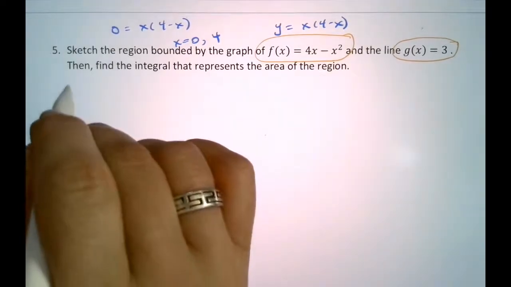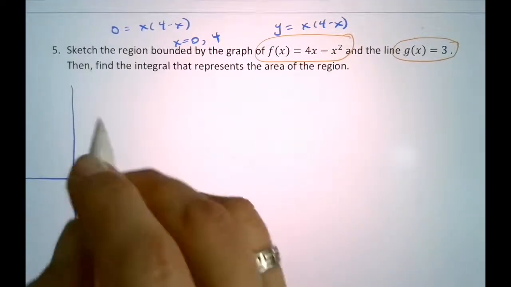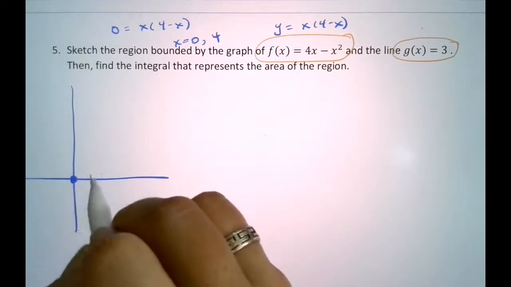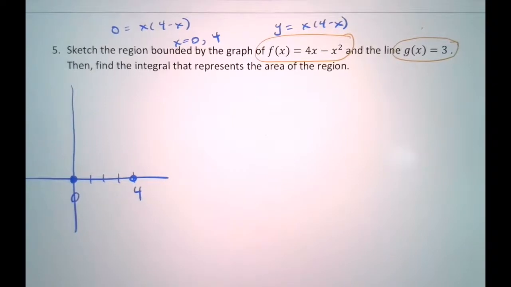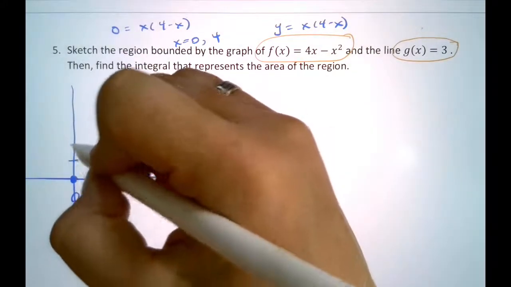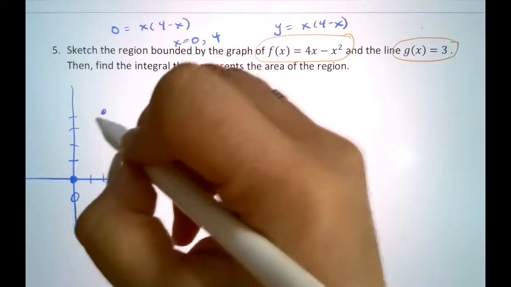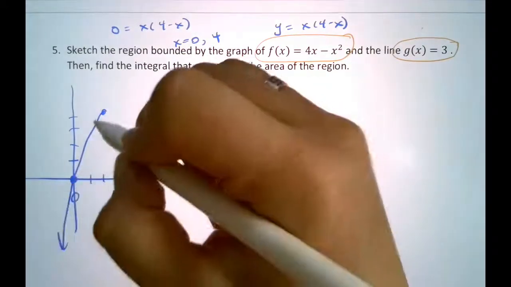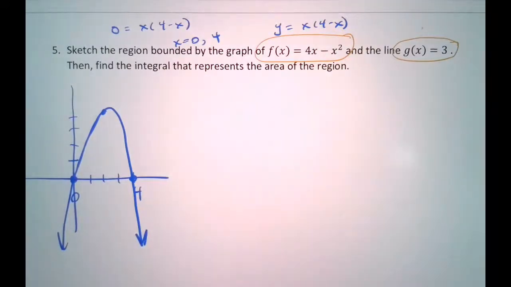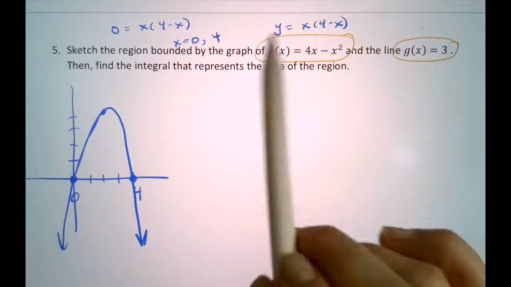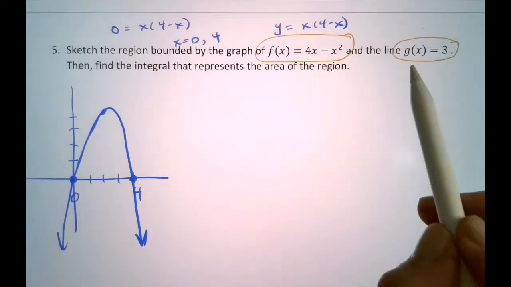So I'm going to do my best to draw something as to scale as possible. Here's x equals 0. There's x equals 4. And I'm going to draw a parabola. The vertex should be right in the middle, and if I try to be really good, that would mean f of 2 would be 4. That's pretty exact for me. Here's my parabola. Got it. Now I'm going to draw the line, y equals 3.